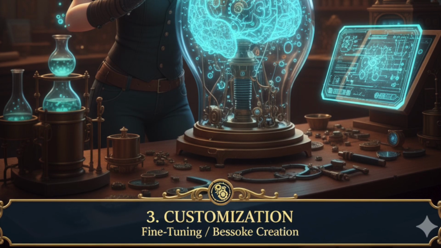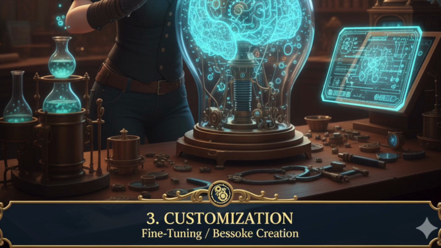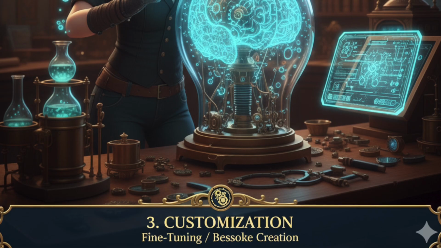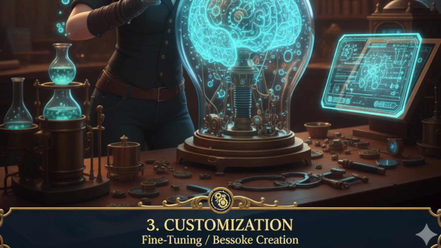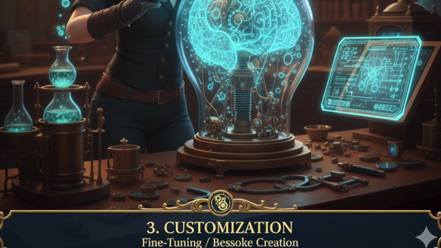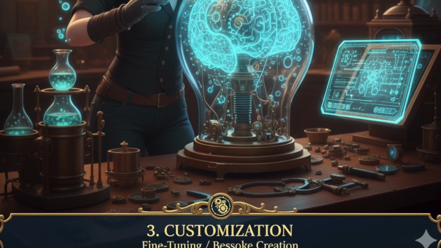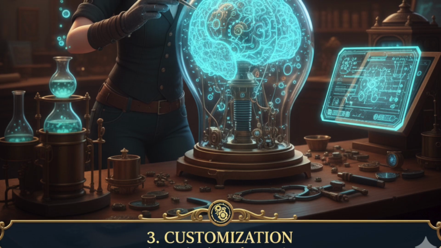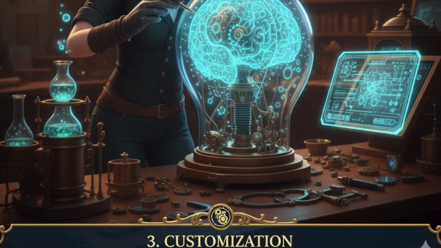Now we are no longer just using the model, we are fundamentally changing it. We're modifying its internal weights by training it on our own specialized data. This is serious business. You need machine learning expertise, special hardware. The goal here is different from RAG. We're not just injecting context. We're trying to alter the model's core knowledge or force it to adopt a very specific style.